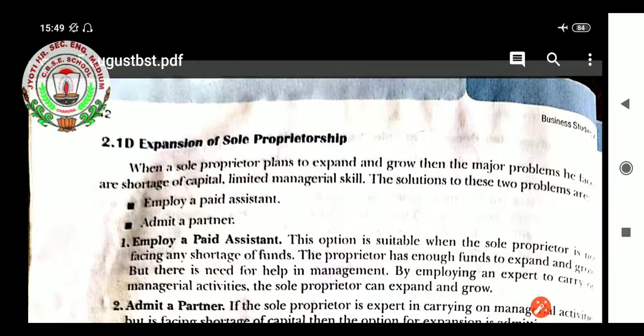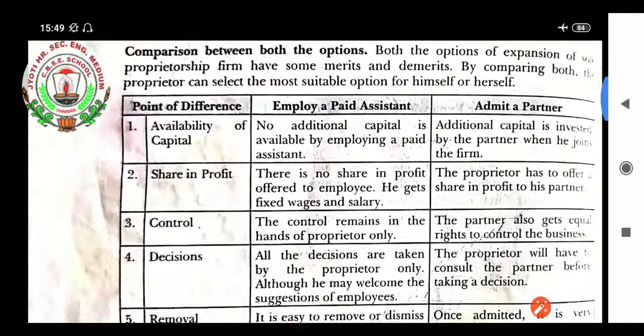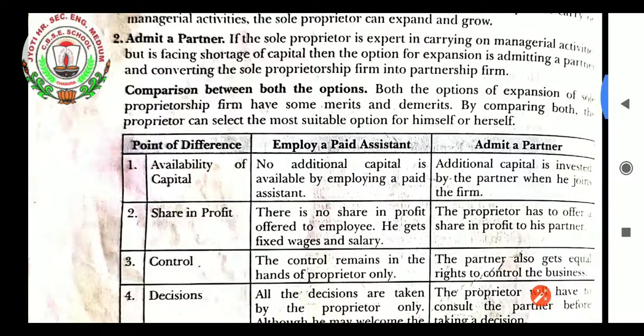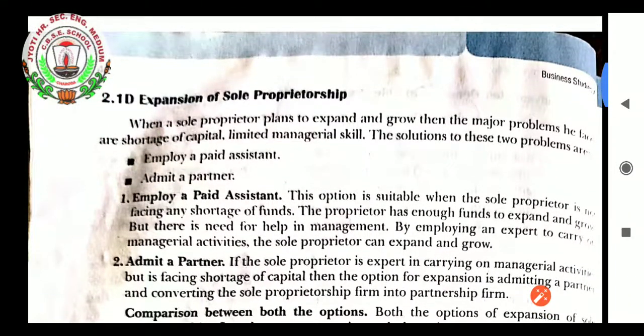Today, we will continue with one topic of the same sole proprietorship firm, that is the expansion of the sole proprietorship firm. Then we will learn about the Hindu undivided family business, the second form of private business enterprise. How to expand a sole proprietorship business means how to make the business big.